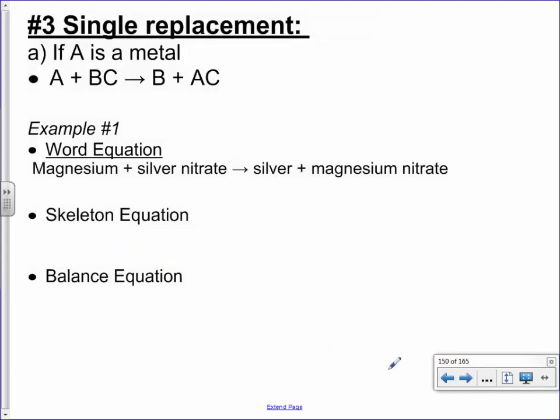Let's try another one. Another kind of equation you might get asked involves what's called single replacement. And here's kind of a generic way that single replacement works. What you have is a single thing by itself, an element. In this example here, we're going to make it a metal. And an element is going to react with a compound. And what's going to happen is a changing out. This A right here and this B right here, they're going to change spots.